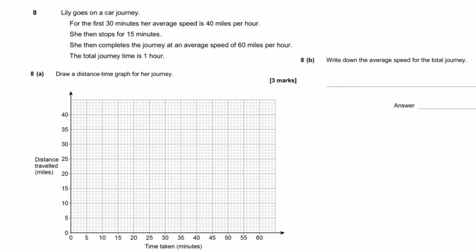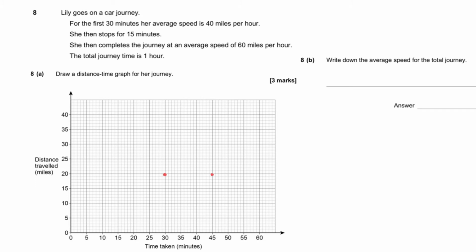So for the first part of her journey, she travels at 40 miles per hour for 30 minutes, so she must have done 20 miles. So we'll put a dot just there. For the next part of her journey, she stops for 15 minutes. So there's no distance travelled, so that line will be flat, so we'll put another dot there.